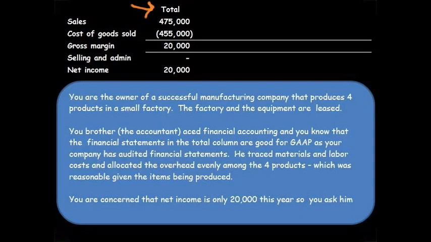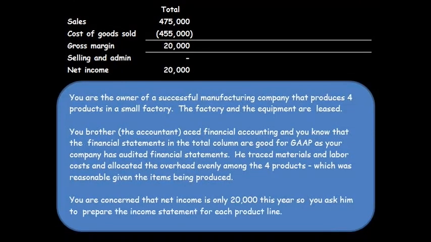In this case, he just allocated it evenly, and given the items being produced in this factory, that was a reasonable method. So you're the owner, and you're looking at this financial statement, and you're really concerned because net income this year was only $20,000, and maybe that's way less than in previous years. So you ask your brother to bring you more detail, and you basically ask him to give you an income statement for each product line.